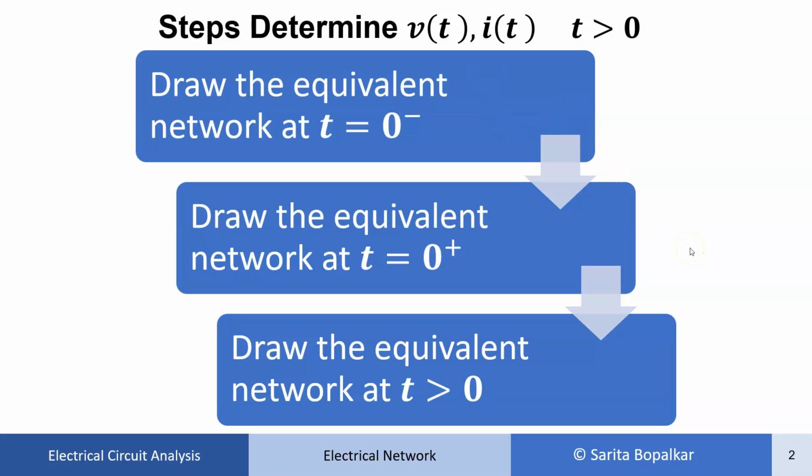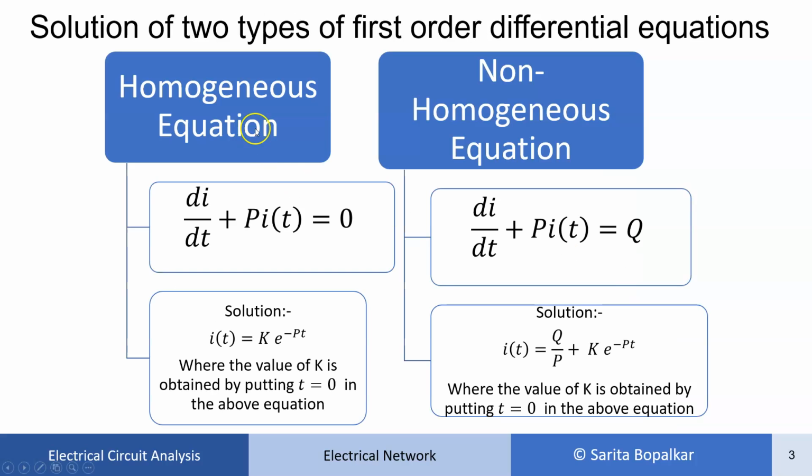We are not putting t equal to 0 plus, which we did for the initial condition. We will solve these equations, and these equations are differential equations. So here in the time domain, we can solve first order differential equations. We'll get two types of differential equation: one is a homogeneous equation, another one is a non-homogeneous equation.